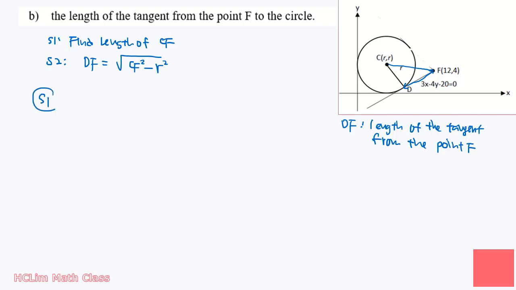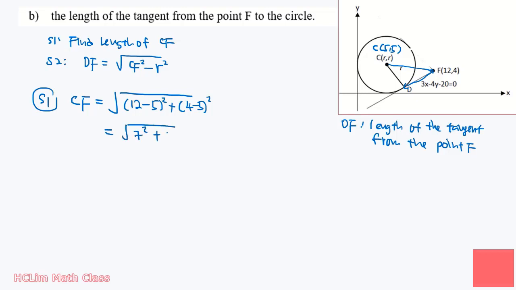So step 1, we find our CF. We use the formula of distance. Just now in part A, we already know C is (5, 5). So we use the formula of distance: 12 minus 5 squared plus 4 minus 5 squared. So we are going to have 7 squared plus 1 squared. So we have the square root of 50. And we proceed with the length of the tangent.